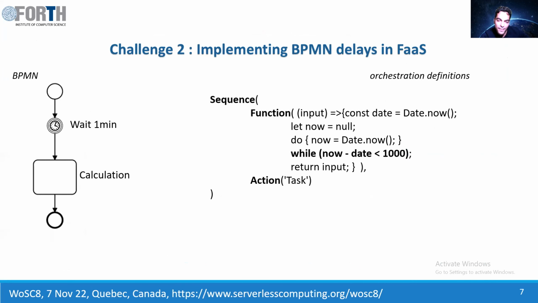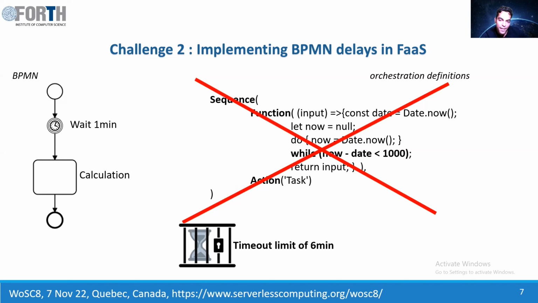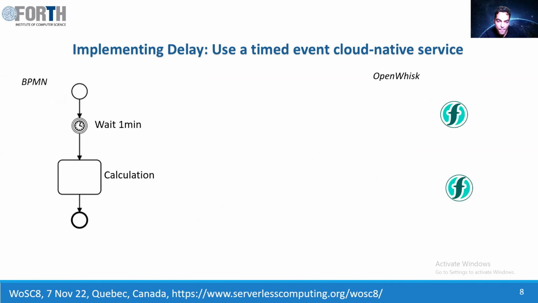Our second challenge is to describe the delay BPMN element. Delays are timers that will pause the process for some time. Previous work suggests a spin-wait dummy loop inside the function that will break only when the time has passed. However, this is not a good practice because it has an upper bound limit of 6 minutes, since functions cannot run forever, and it will burn our CPU with relevant billing costs. Again, we solved this in an event-driven way using an external service.